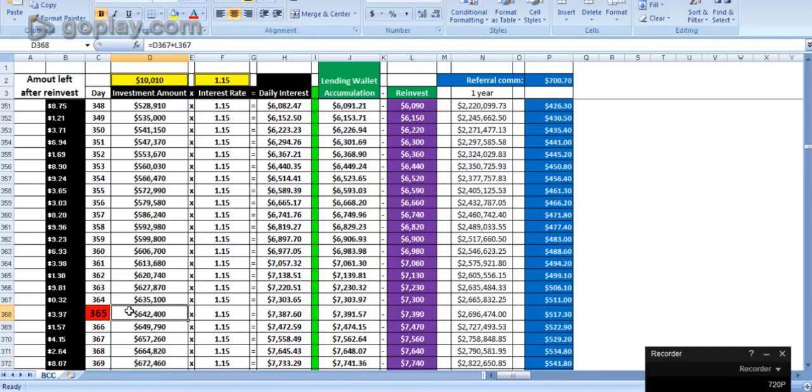Put in your 10,010. Again, don't make any new money outside of the program. You put in your 10,010, come in here every day and reinvest the interest. No new money from you. Your $10,000 is going to be $642,400. You're going to be getting your daily interest payments of $7,387, which is going to be giving you roughly $2,600,000 a year income.